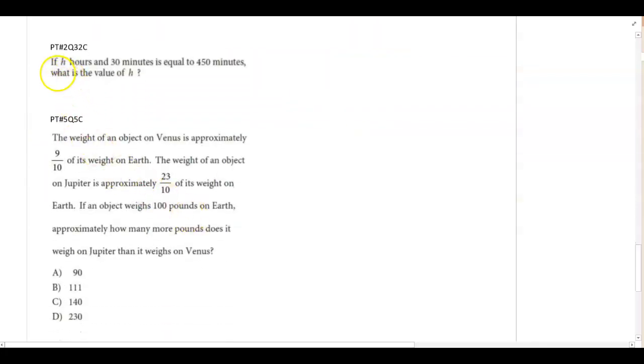Okay, next one. Seems easy. You got to be able to do it though. If h hours and 30 minutes is equal to 450 minutes, what is the value of h?